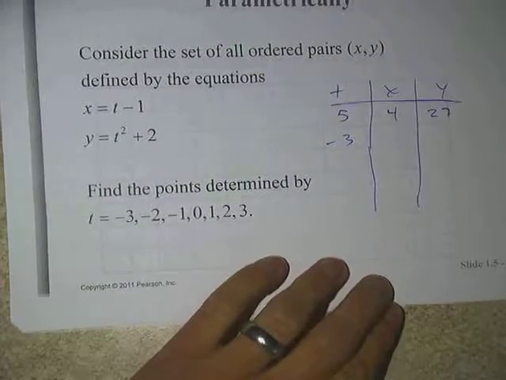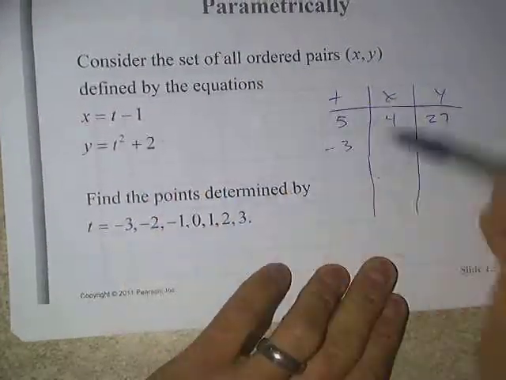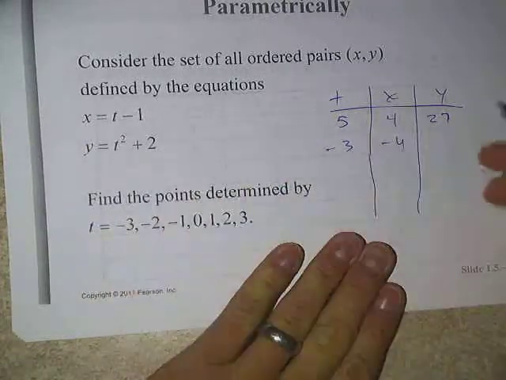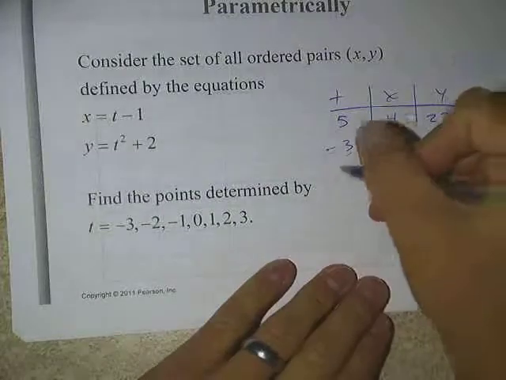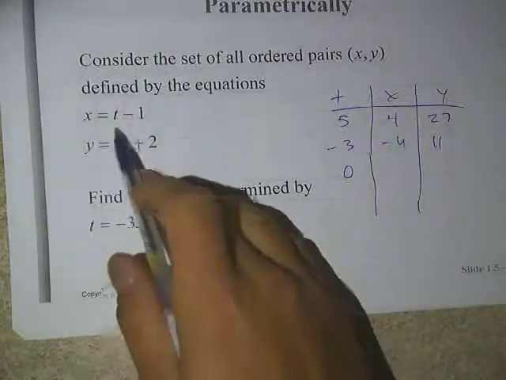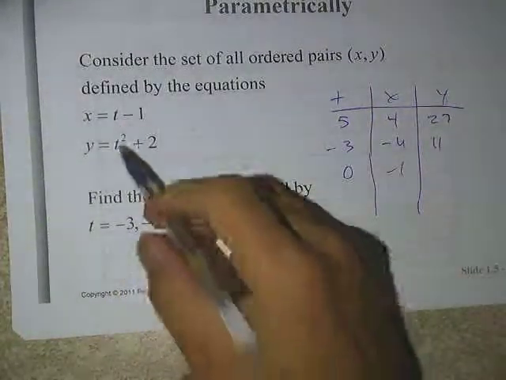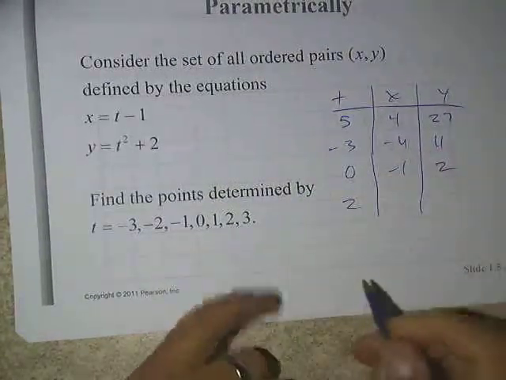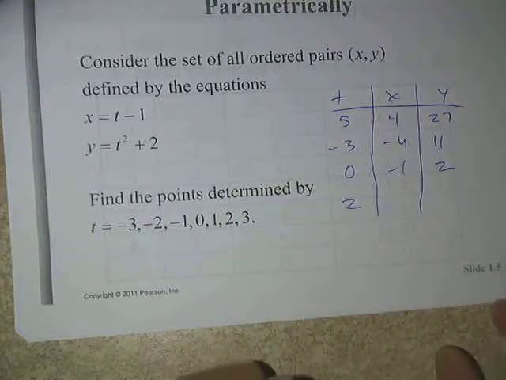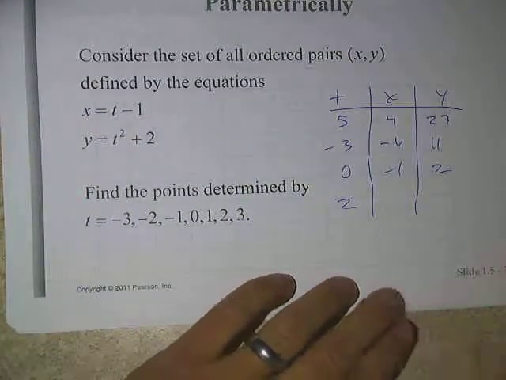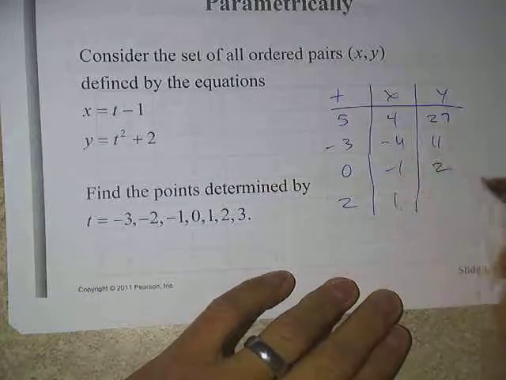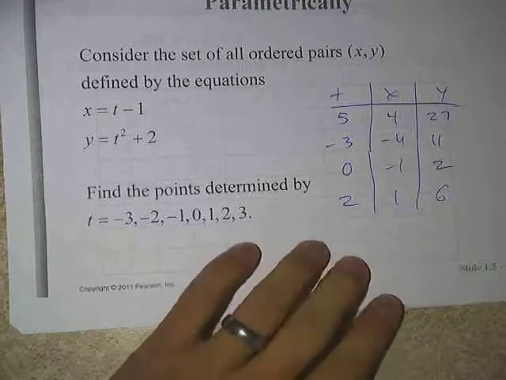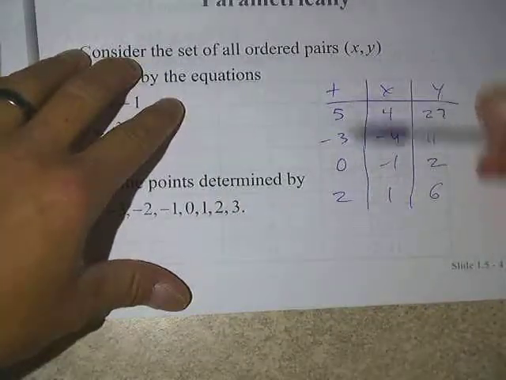If I were to do the same thing with these other points, I'm not going to do all of them, but if I put negative 3 in here, I'm going to get negative 4. If I put negative 3 in here, I'm going to get 9 plus 2, which is 11. If I put 0 in there, I'm going to get 0 minus 1, that's negative 1. If I put 0 in here, I'm going to get 0 plus 2, which is 2. And I'm going to put 2 in there. Again, I'm just picking some points out of here instead of doing the whole chart. But ultimately, 2 minus 1 is going to give me 1. And then if I do 2 in here, 2 squared is 4. 4 plus 2 is 6.